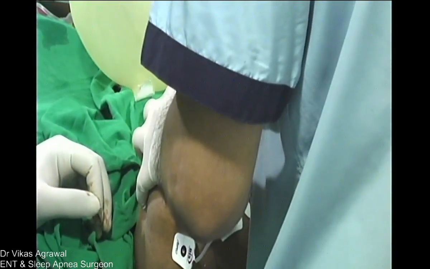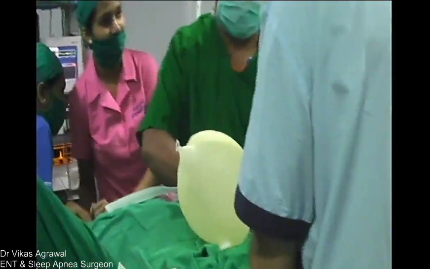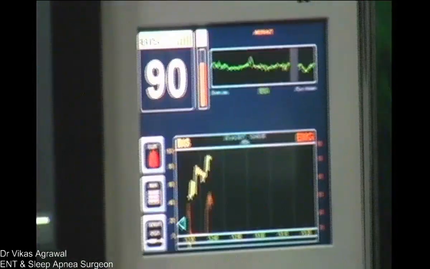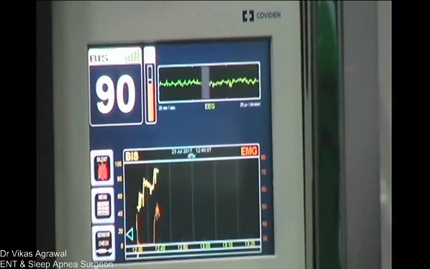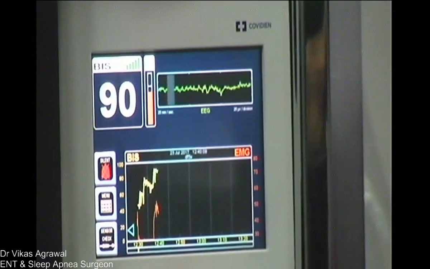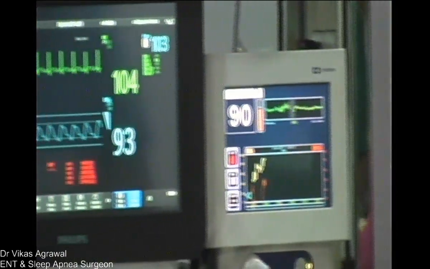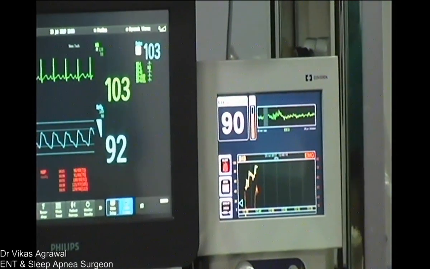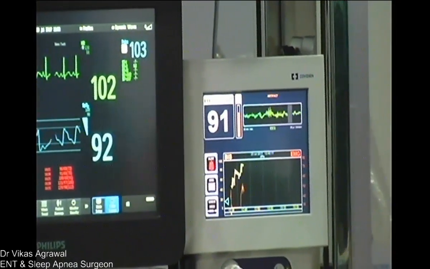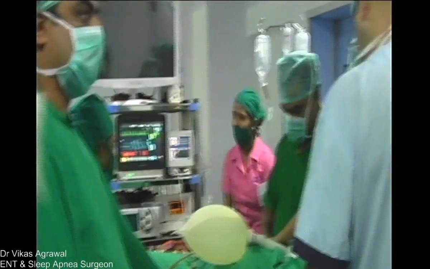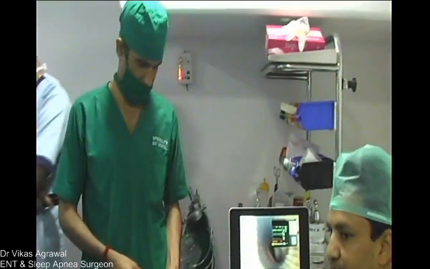Now you can show the monitor. Now you can see the monitor. The saturation is falling a little bit. The base is at 90. Fine. So patient is, you can come here. Come on to the laptop screen.